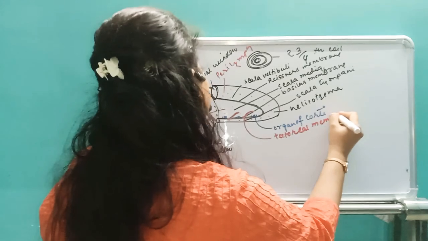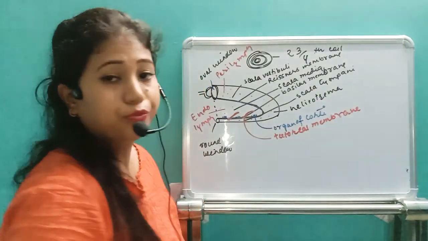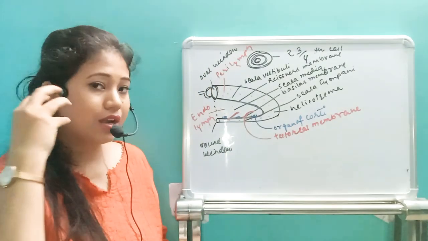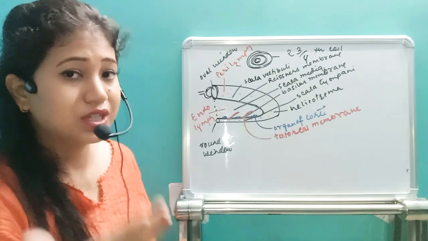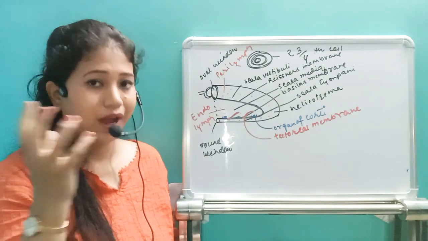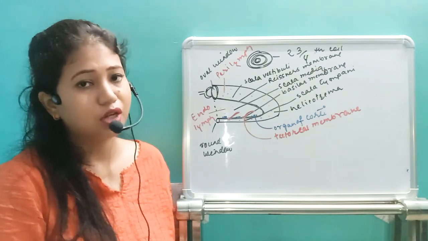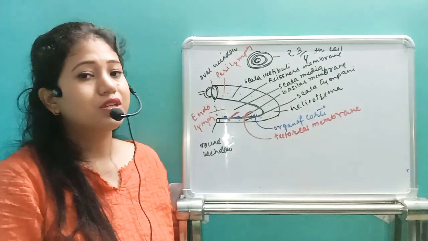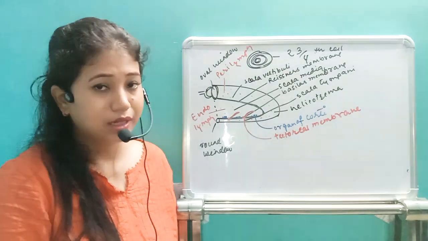So let us see what happens when we hear. Okay, first of all, the air which is carrying the wave will enter via the pinna. It will enter into the external auditory meatus. Then after that, it will hit the eardrum or tympanic membrane.